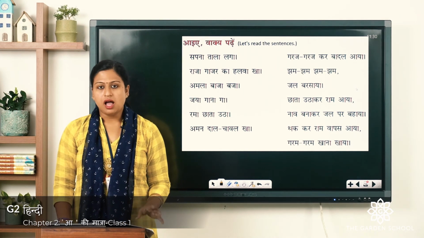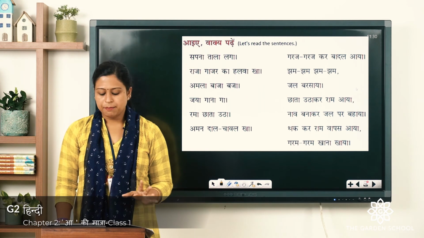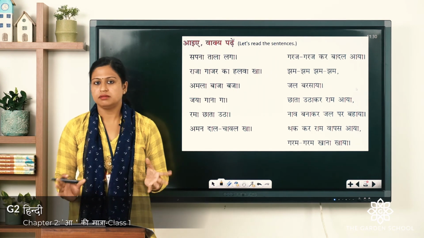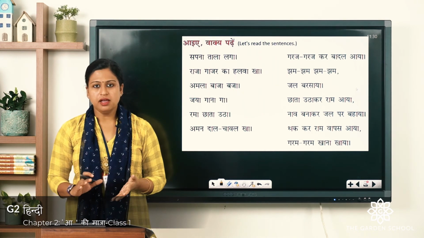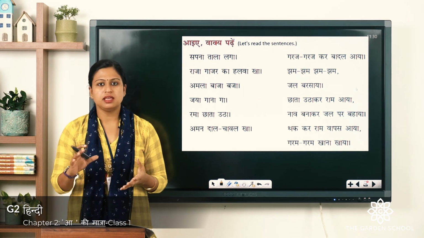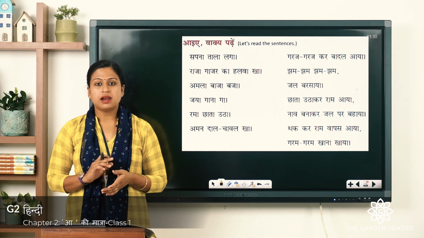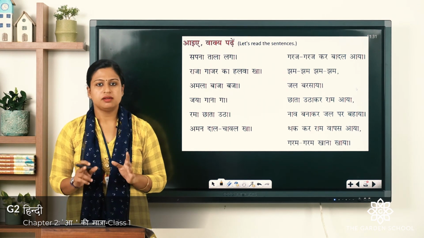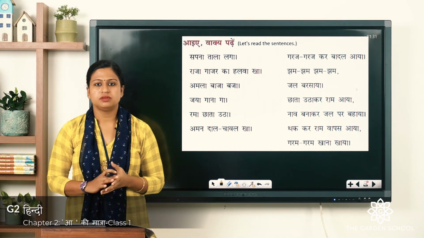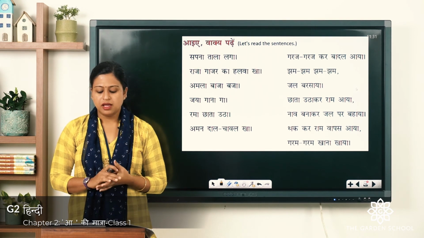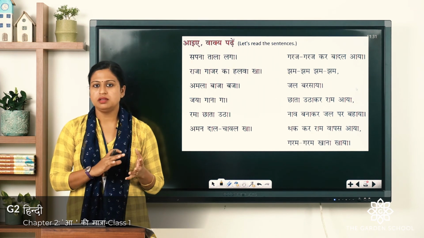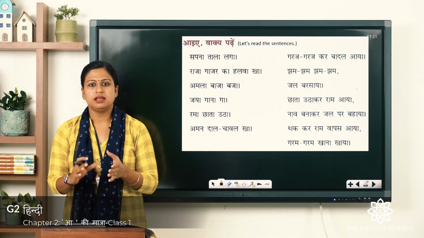Next one, Amla baajaa bajaa. Amla played the instrument. Baajaa means instrument. Jaya gaanaa gaa. Jaya is a name. So Jaya sang a song. Rama chhaataa uthaa. Rama is also a name. Rama picked up the umbrella. Chhaataa means umbrella. Aman daal chaawal khaa. Aman is also a name. Aman ate dal and rice.